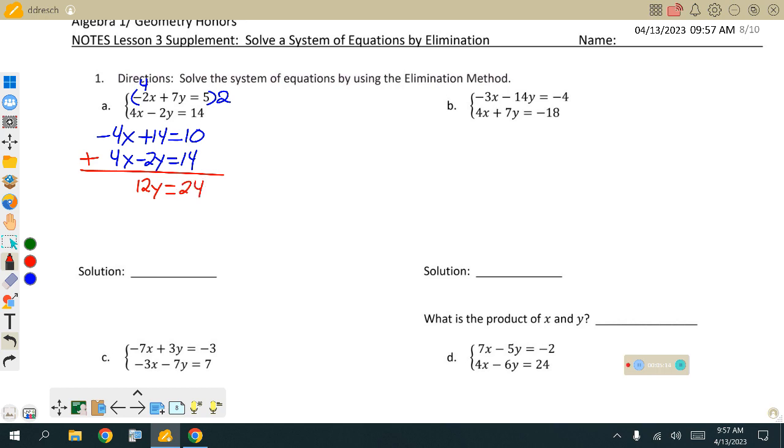Whenever you add these two equations together, it's going to be a very quick solve for the first variable. You're always going to divide by something. In this case, divide by 12, and y is 2. Just like with substitution, you get one variable, go find the other one. I always encourage you to go back to the originals. Don't go back to the one we just created. Go back to the originals, usually smaller numbers to work with.